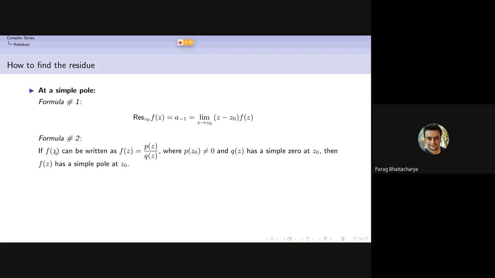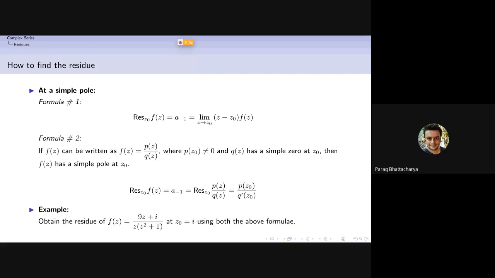The second formula is if this function f of z can be written as a quotient of two functions p of z and q of z, where p of z naught is non-zero and q of z has a simple zero at z naught, that is a zero of order 1, then f of z has a simple pole at z naught. In that case, the residue is simply p at z naught divided by the derivative of q evaluated at z naught. This is for a simple pole. This is the easiest one to use.